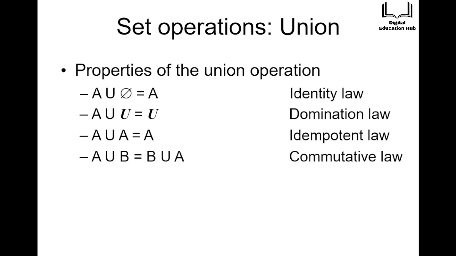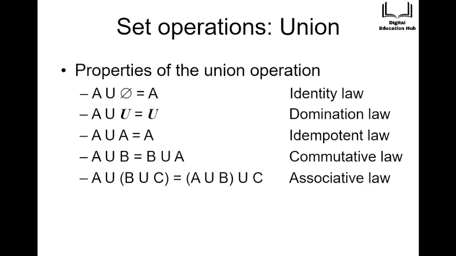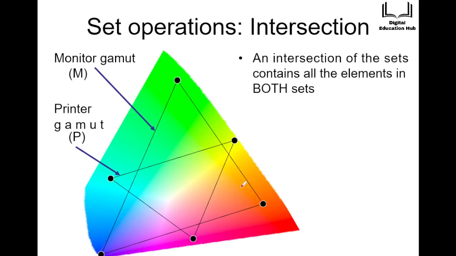Suppose A union B is equal to B union A. If the result remains the same, then we can say that it is the commutative law. The next property is A union B union C. Here the terms can be associated: B and C can be associated together, or A can be associated with B, but the result remains the same, and if that is the case, we can say that it follows the associative law. The next operation we can perform is intersection. Intersection also follows almost all the laws.